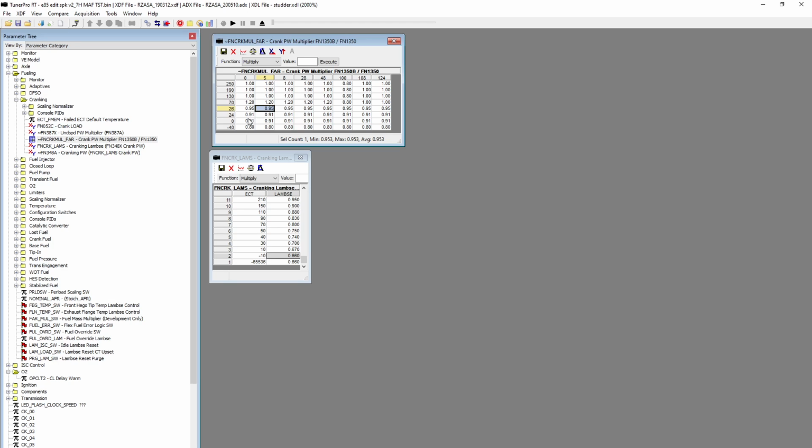So you want to be sure when you look at these tables, especially on your maps and on your different ECMs, you want to be able to take note of that. In this case, I went down to a 0.91 and another 0.91, and I went to this range.